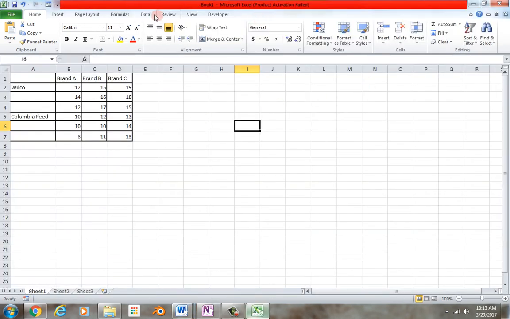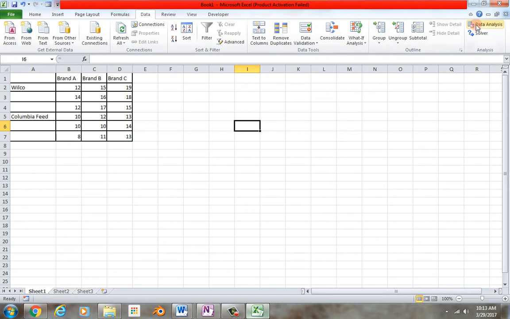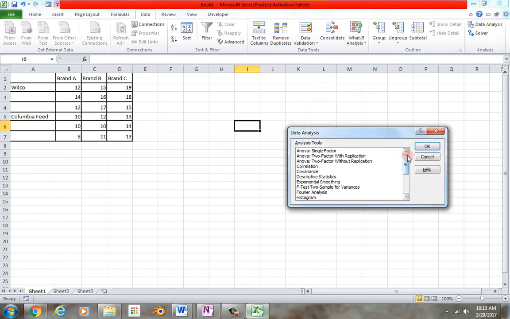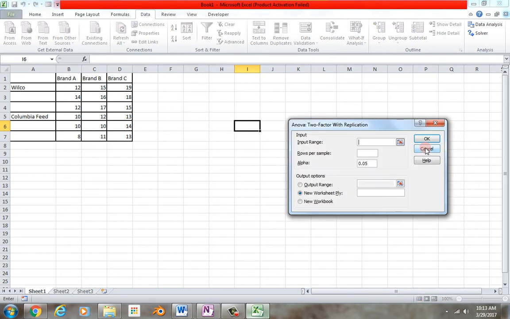So what I'm going to do is go to this data analysis business, and I'm going to go to ANOVA two-factor with replication. That is important because I've repeated it multiple times in each of these cells, because all three of these are Columbia Feed with brand C. All three of these are Wilco with brand C. You cannot do interaction without replication. Okay, so my data is here, highlight it all.